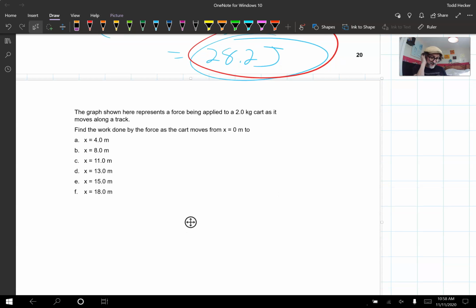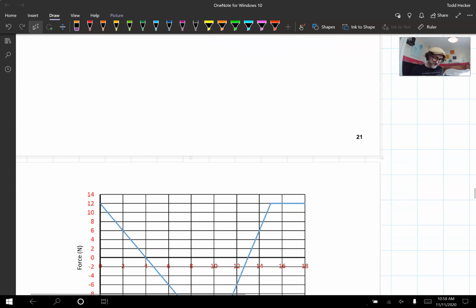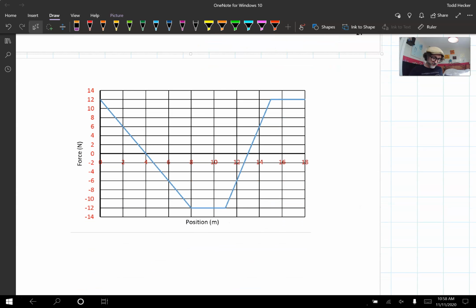Now, so let's do a graphy example, all right? So we've got a graph on the next slide. It says the graph shown here represents a force being applied to a 2-kilogram cart as it moves along a track. Find the work done by the force as the cart moves from x equals 0 to some point. All right? And so here's the graph. You might want to pause the video and draw this. Okay? So please be careful. This is where I see students make mistakes all the time.